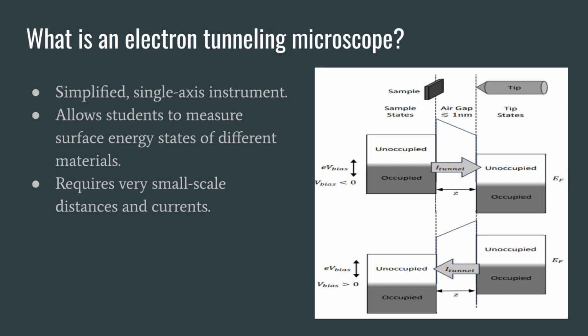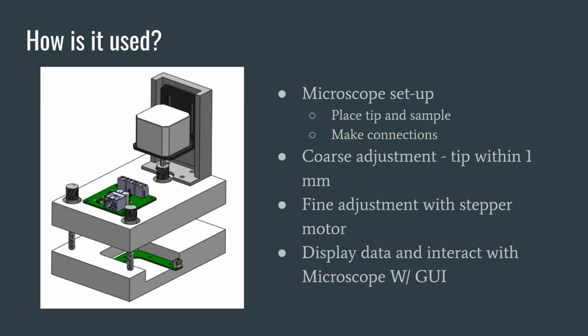What is an electron tunneling microscope? It is a simplified, single-axis instrument. The device allows the students to measure surface energy states of different materials. It requires extremely small-scale distances and currents in order to function properly.